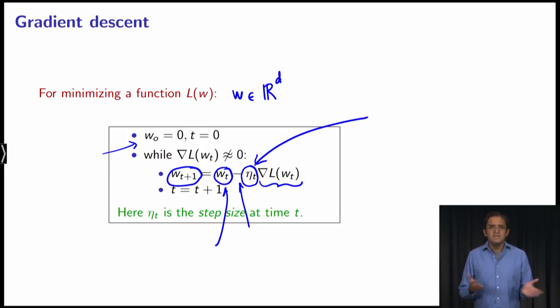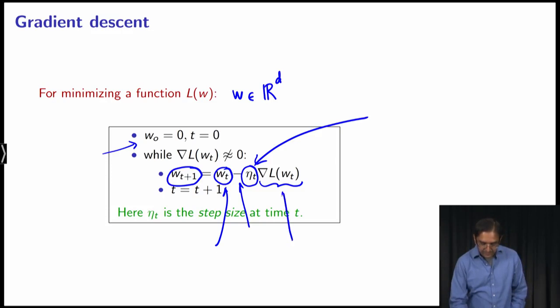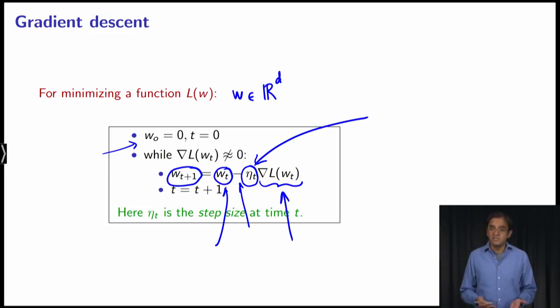So what do we need to do in order to use this algorithm? There's really just one thing we need to do, and that is to compute this derivative over here, the derivative of the loss function. Let's see exactly what that entails.